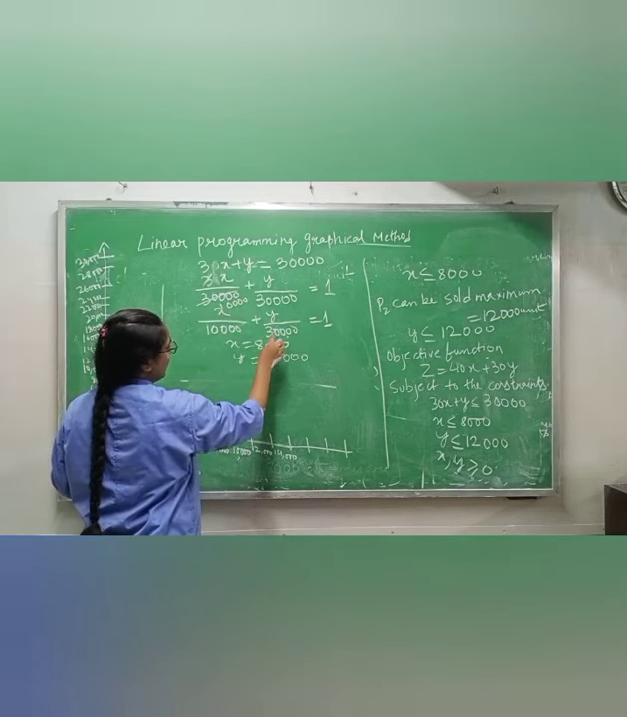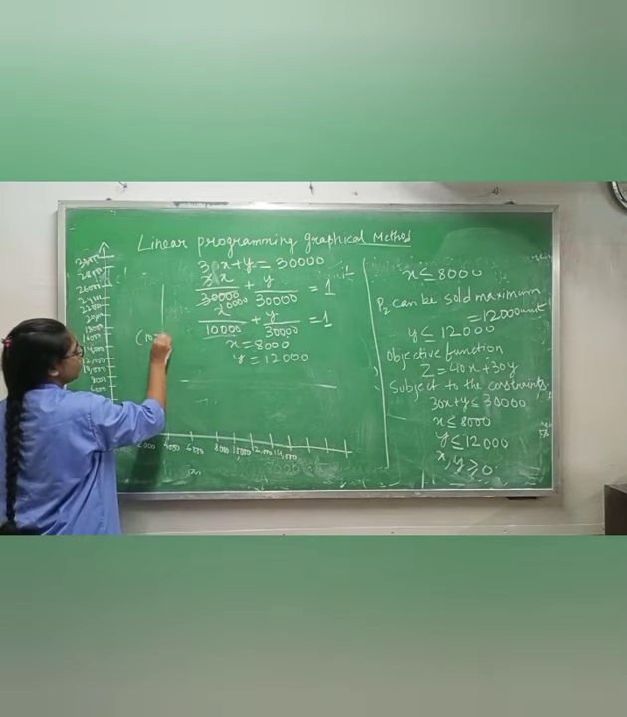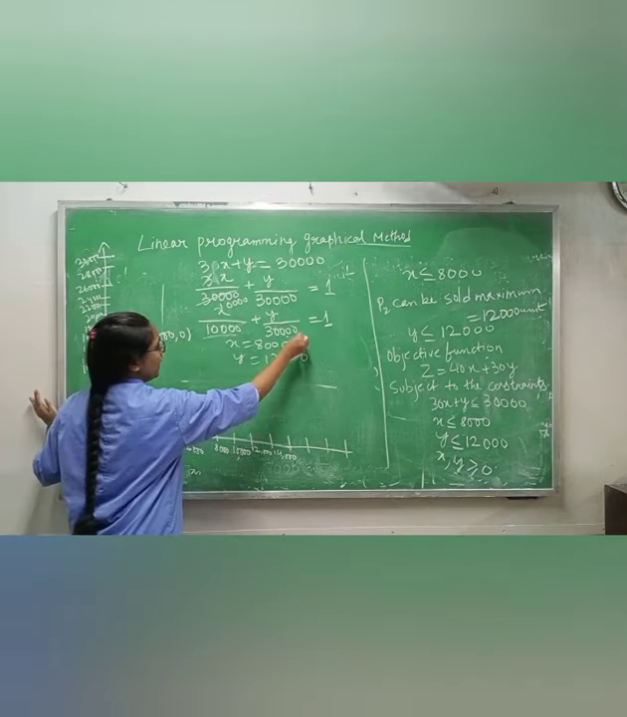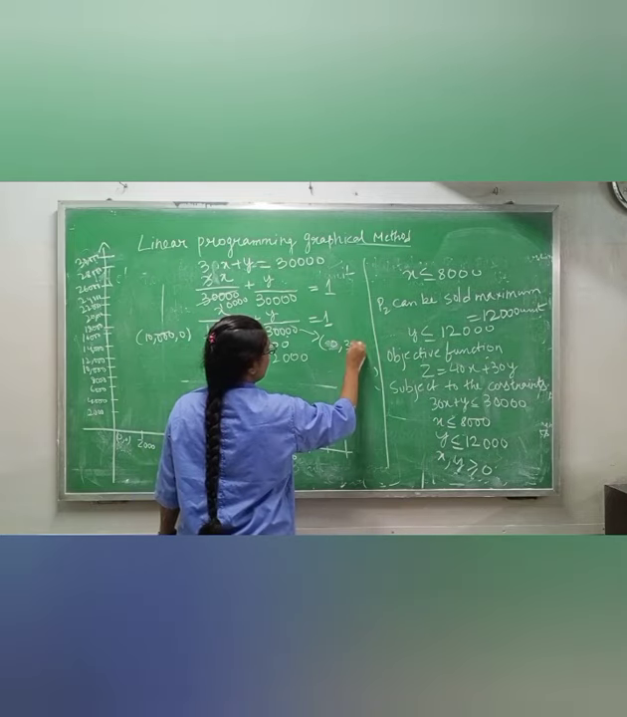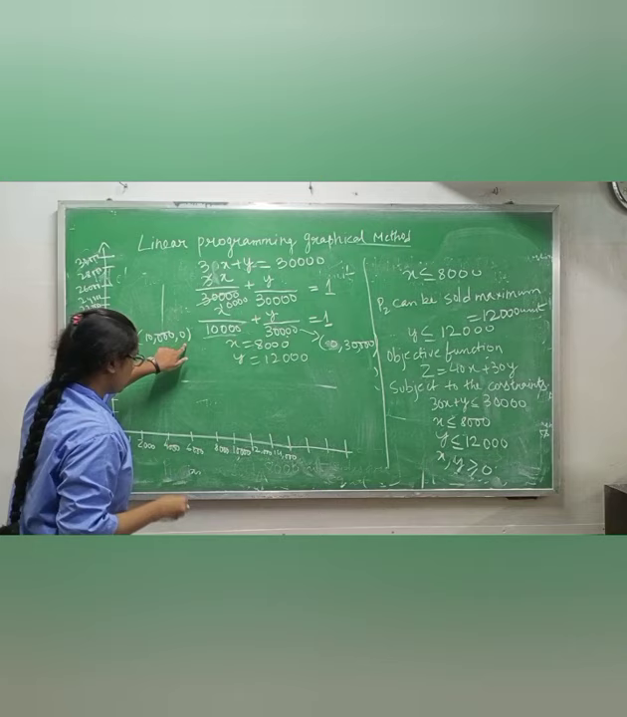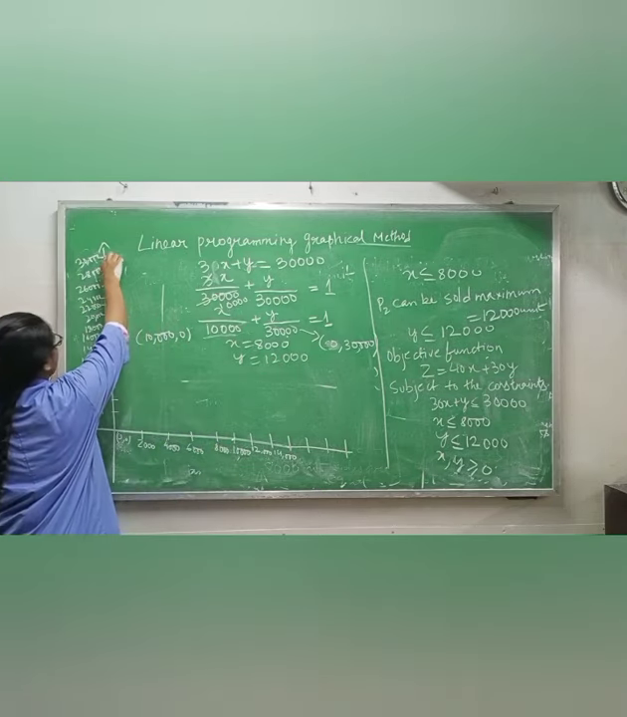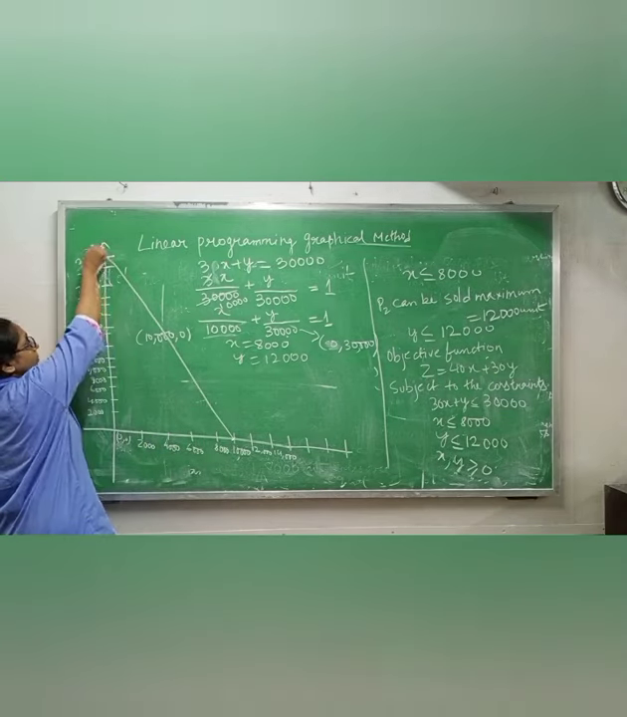Now this one nothing will cancel. Okay, so here what is the point? Tell me. The point is 10,000 comma 0, because in y we will not take anything, and here the point is 0 comma 30,000. Okay, now plot it. 10 comma 0 means this point, and this is 0 comma 30. 0 comma 30 is this, means it will match with this.